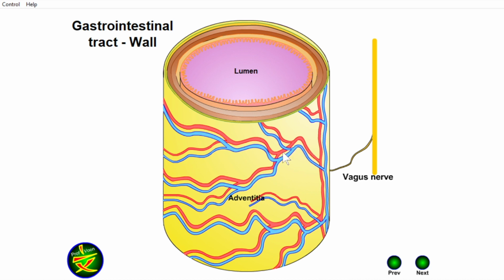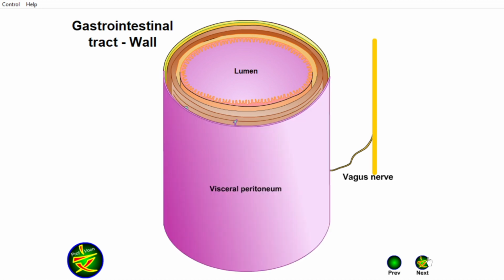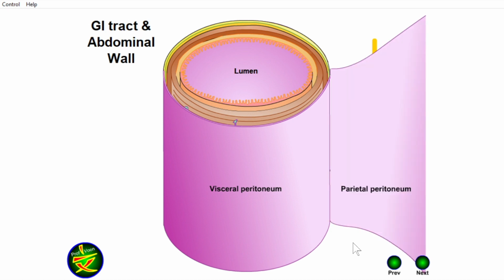Now, as we continue to put on the various layers of adventitia, we find that there are blood vessels within the adventitia itself, and here we're looking through the adventitia and seeing the blood vessels course through it. And finally, as we cover it with the visceral peritoneum, when it goes on to the body wall, then we will call that parietal peritoneum.